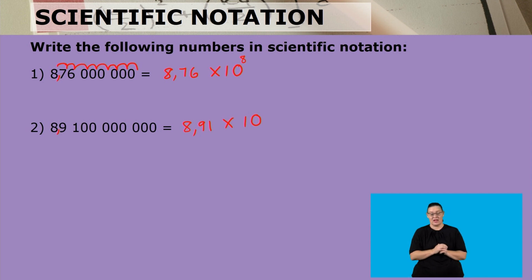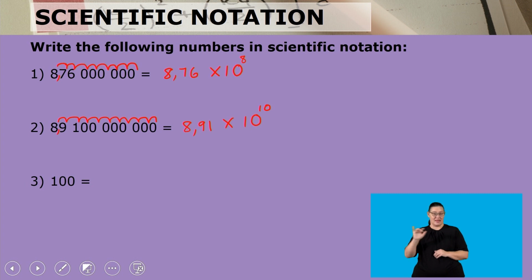So we can see that our 8,9, our comma is going to be over there. So how many tens are we going to multiply to 8,91 so that we can reach our given answer of 89,100,000,000. So from here we are going to move 1, 2, 3, 4, 5, 6, 7, 8, 9, and 10. So we can see there that this 8,91 must be multiplied by 10 to the exponent 10 so that it can reach that 89,100,000,000. Let's look at our next one. We are going to write it in scientific notation.